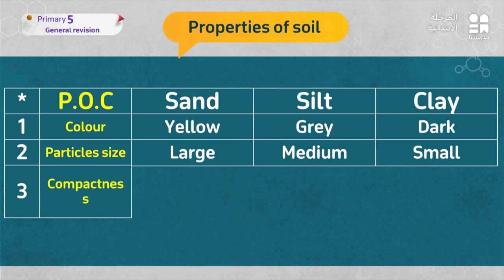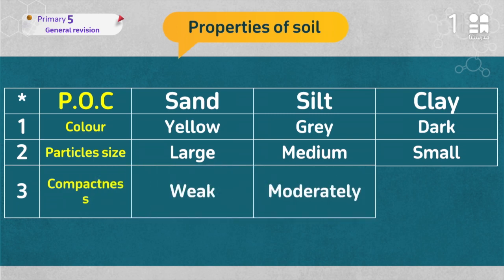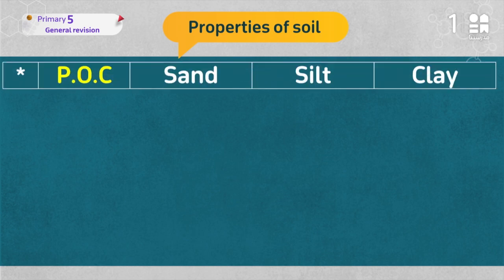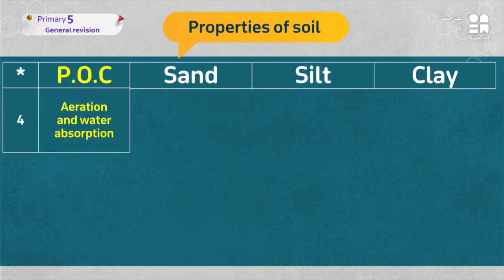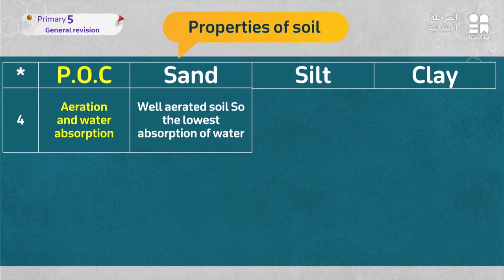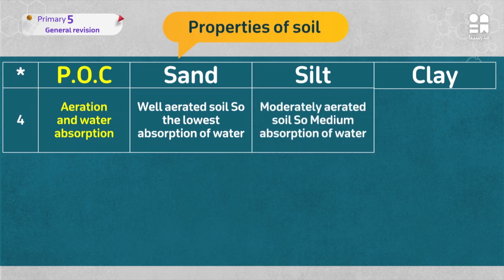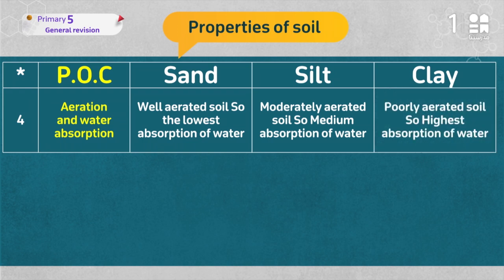The compactness of the sand is weak, لكن الsilt medium or moderately compacted, والclay can highly compacted. نكمل properties. Property number 4, which is aeration and water absorption. Sand is well aerated soil, so it has the lowest absorption of water. لكن الsilt moderately aerated soil, so medium in absorption of water. And the clay is poorly aerated soil, so it has the highest absorption of water.